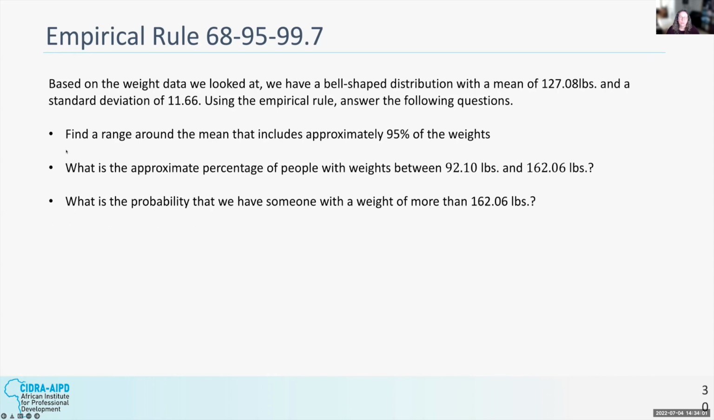Find a range around the mean that includes approximately 95% of the weights. Secondly, what is the approximate percentage of people with weights between 92.1 pounds and 162.06 pounds? Third, what is the probability that we have someone with a weight of more than 162.06 pounds? If you wish, some of you might like to pause the video right here and have a go at these before we move on to the next slide, where I'll show you how to calculate these.